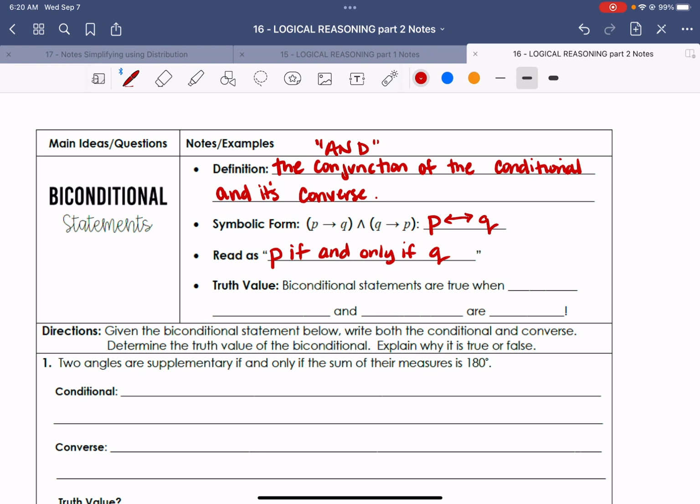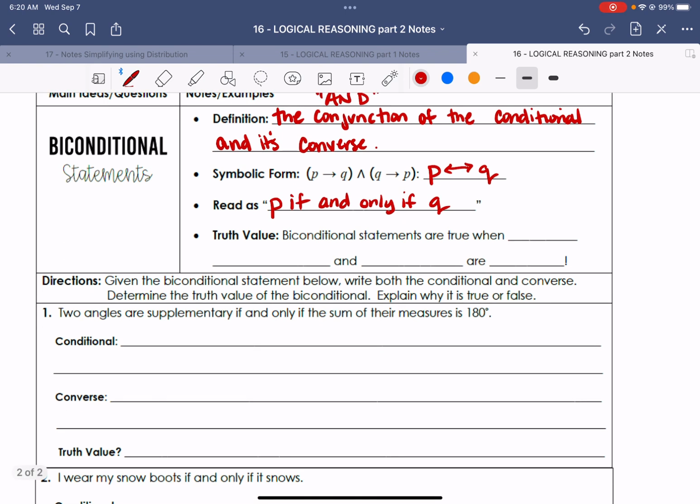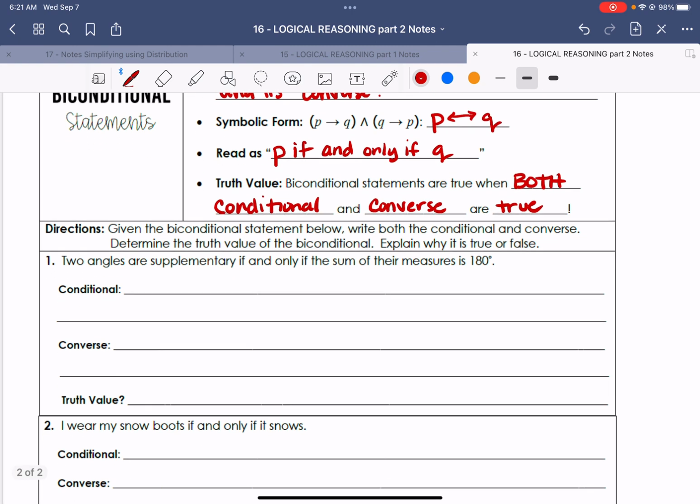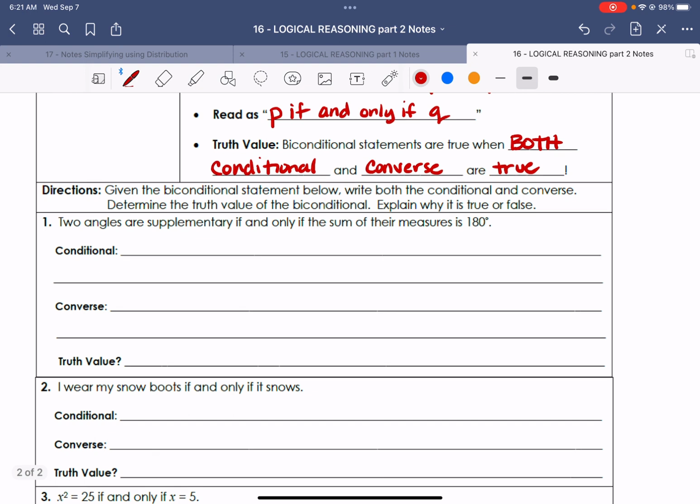Okay, as far as the truth value, biconditional statements are true when both the original conditional and the converse are true. Okay, and again, that's not super important. So let's go ahead and look at the first example.